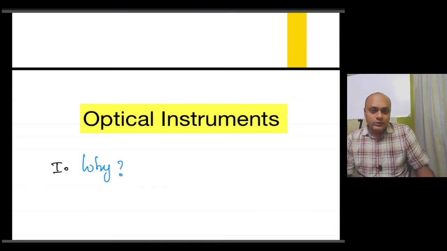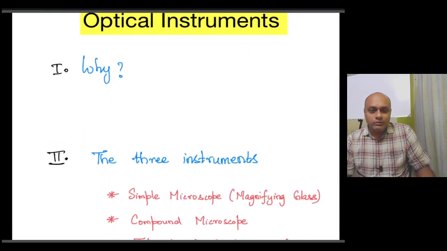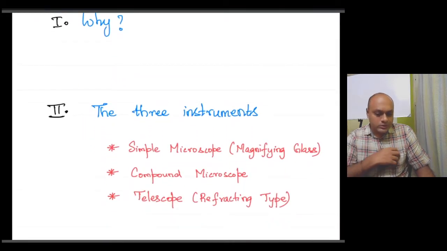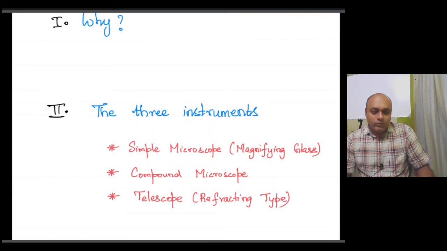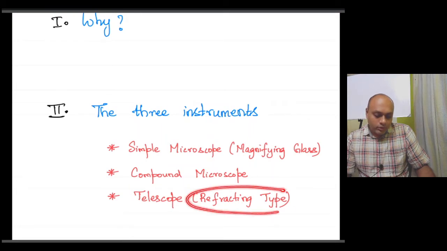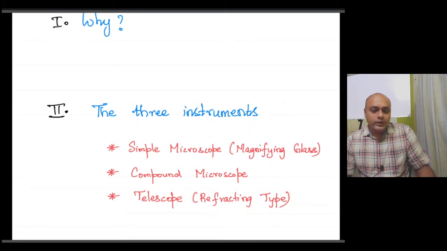And here for our JEE and NEET course, we have three instruments. The three instruments are the simple microscope, which is also called a magnifying glass, and a compound microscope, which gives a better magnification than a simple microscope, and a telescope where far off objects can be seen. In that, for our course, we will be discussing only the refracting type telescope. So let's start with the first device.